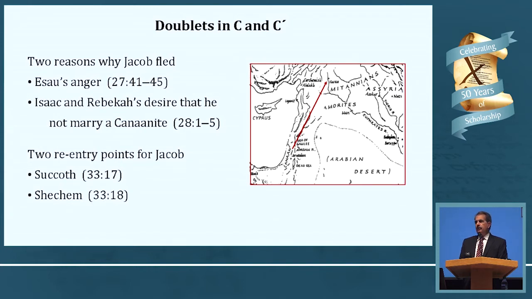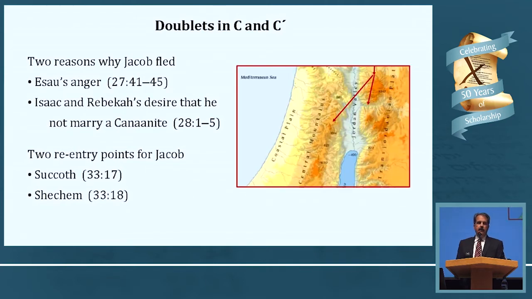And scholars have said, well, these have to be from two different sources. They can't both be accurate, one reason or the other, but they can't have two reasons why he fled. Of course, we all know the fallacy of such a comment. And in Unit C prime, there are two reentry points for Jacob back into the land of Canaan. I've indicated those here by the two arrows, right? One to the city of Sukkot in Transjordan, and one to the city of Shechem in the land of Canaan proper.